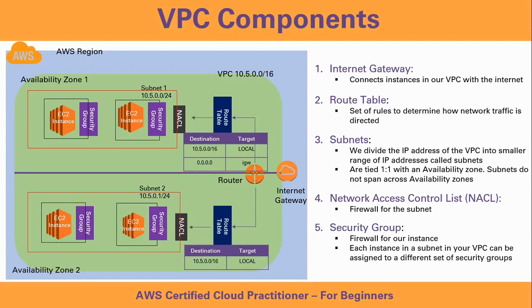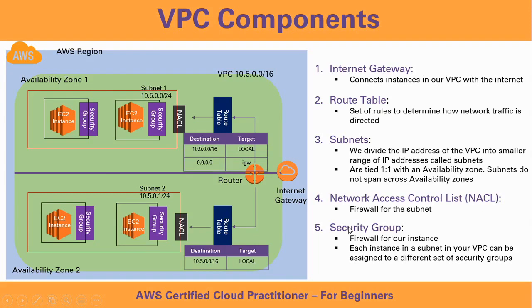The final component of the virtual private cloud is a security group. Security groups are the firewall for the instances itself. So unlike the NACLs, which are the firewall for the subnet as a whole, the security group acts as a firewall for the instance and acts as an additional layer of security to determine what network traffic can be accessed via the EC2 instance. So the internet gateway, route tables, subnets, NACLs, security group, these form the components of a virtual private cloud.